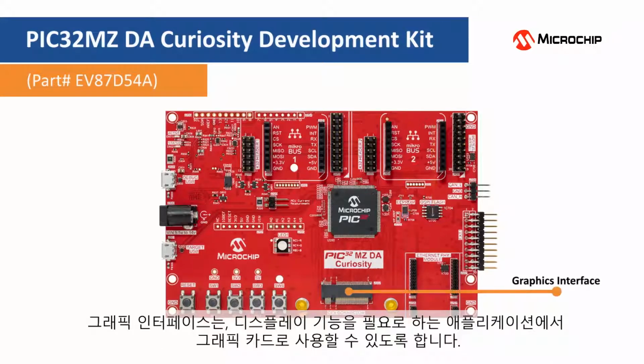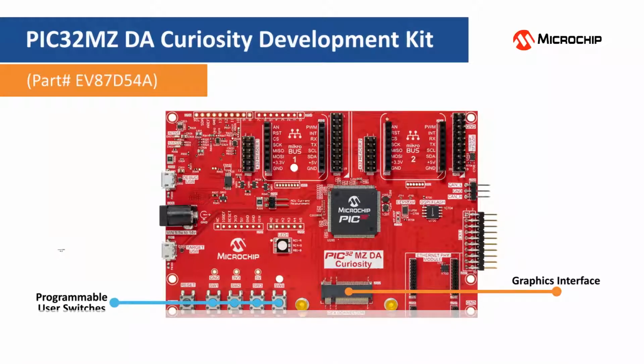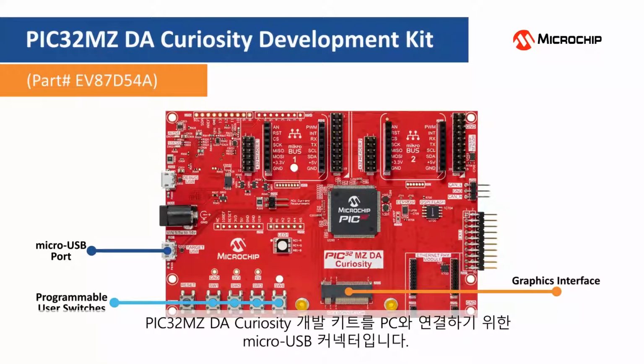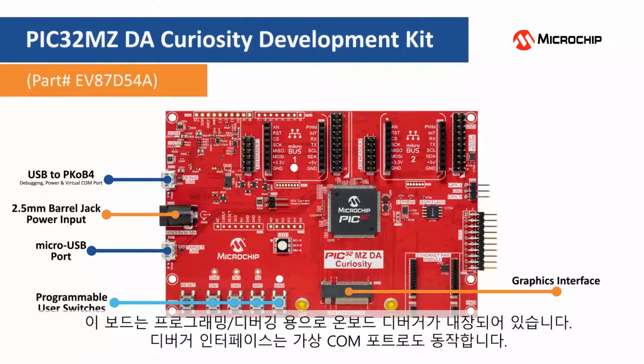The graphics interface enables the use of graphics cards for applications requiring display capability. There are 4 user switches, helpful in reading user inputs. A micro USB connector to connect the PIC32MZ DA Curiosity Development Kit with a PC. A 2.5mm barrel jack power input. The board contains an onboard debugger for programming and debugging.